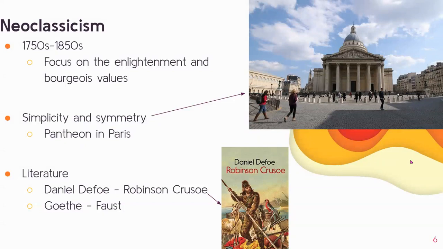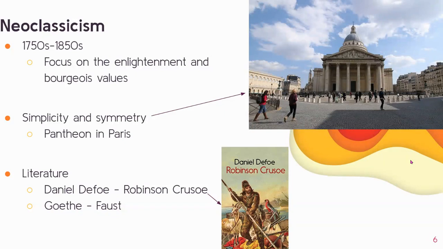All right, let's talk about another form of art, neoclassicism. And this is from the 1750s to the mid 1800s, and this is focusing on Enlightenment and bourgeois values, like Mr. Johnson kind of talked about. So this is emphasizing simplicity and symmetry, right? If we see this example of the Pantheon in Paris over there, right? A very symmetrical building. They've got the pillars, looks very pretty. That's an example. It's also not the most extravagant building. It's a little bit more on the simple side.